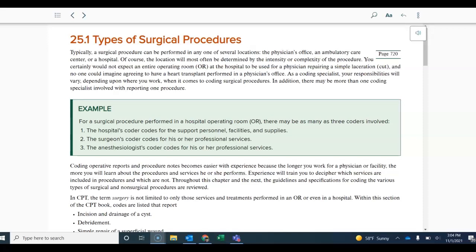Okay, so let's talk about surgical procedures. And one thing I'll tell you, we're kind of just handling the basics in this course. We're going to really dig deep into these codes in 205 and 219. Okay, so just be prepared for that.